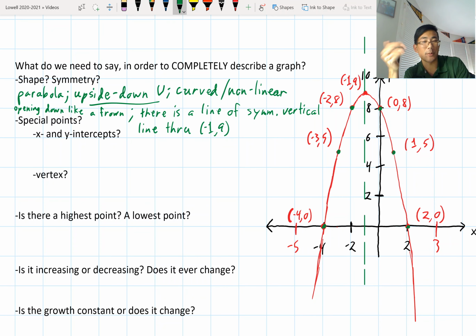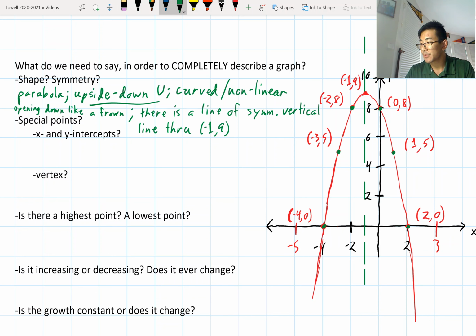Now there actually absolutely is an equation for that vertical line. In this case, it would just be x equals -1, but we'll talk about that in the future. If you tell me where it goes through, then I know what it is, right? A vertical line, where does it go? Oh, it passes through this point, so it must be right here. Alrighty, so that's our line of symmetry.